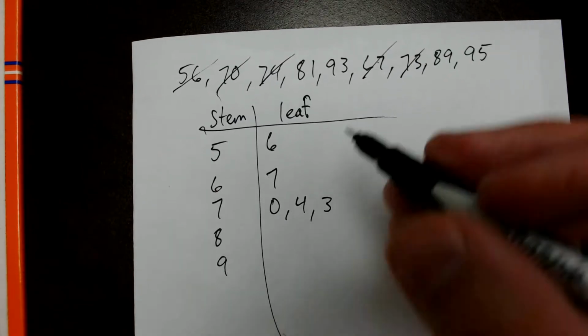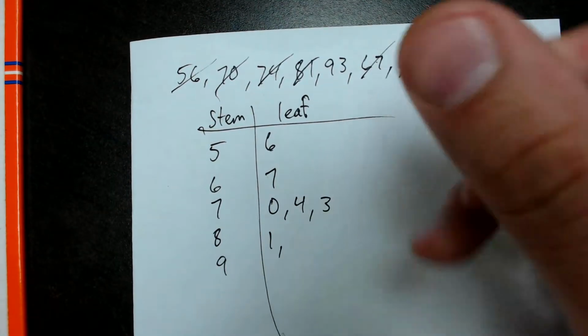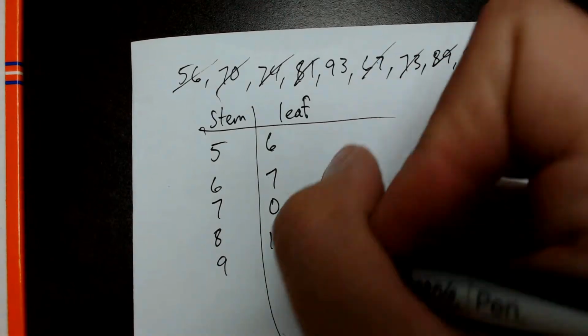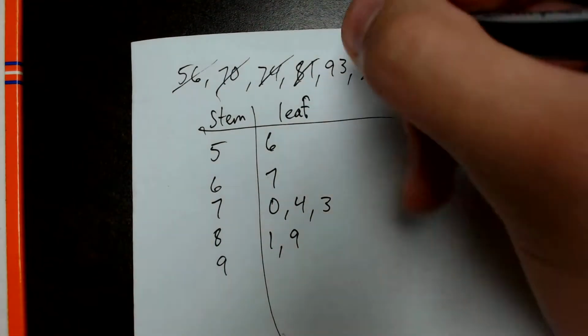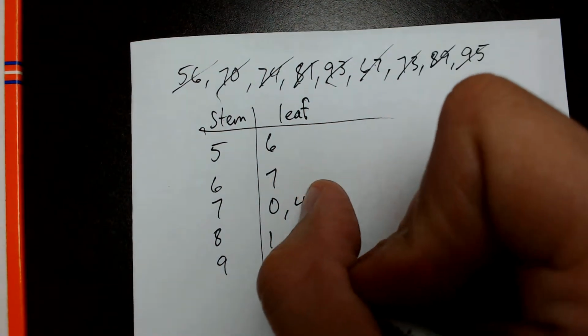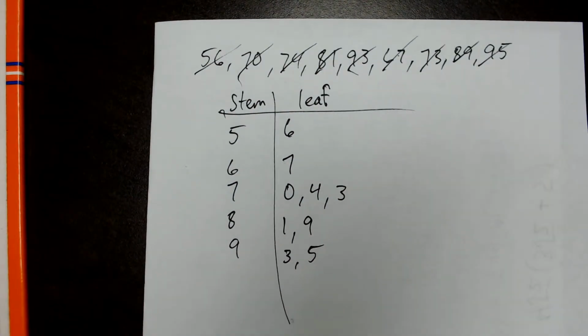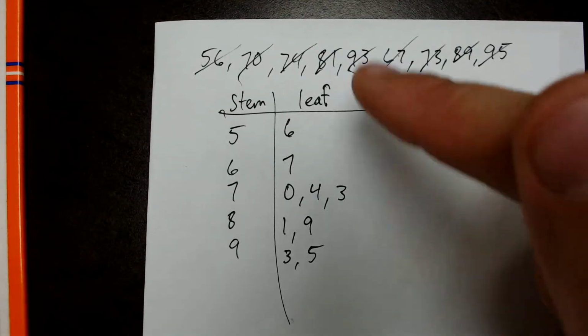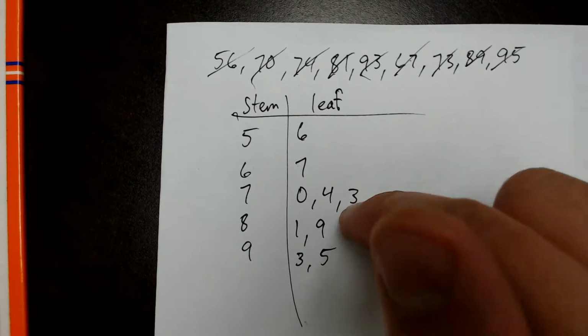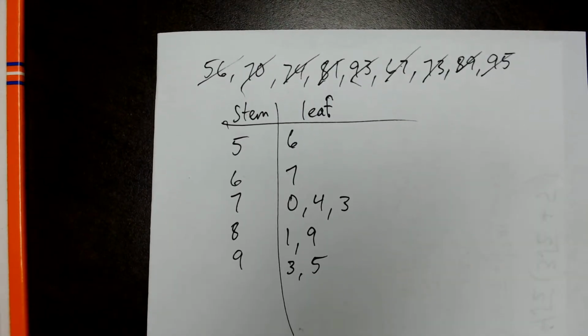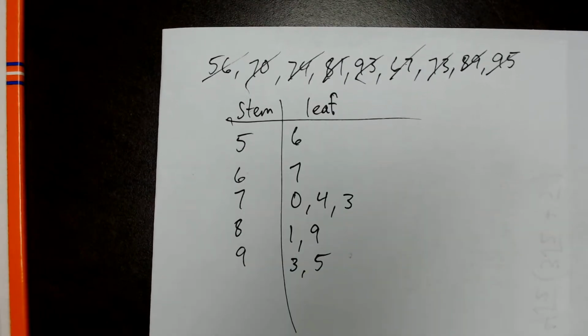Next I'm going to go to 8. I've got 1 and 9, so 81, 89. And then for the 9s I've got 3 and 5. So now I can quickly see from the stem and leaf plot that I've got 3 people who scored in the C range, 2 people who scored in the B range, 2 people who scored in the A range, 1 person who scored a D, and 1 person who scored an F. So it's a great way for organizing data.